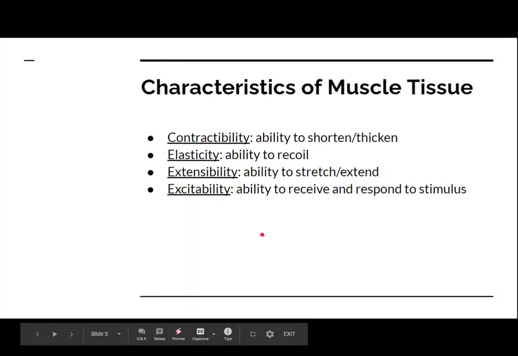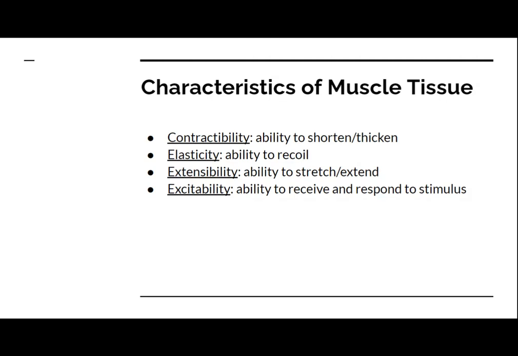So there are a few key characteristics of muscle tissue that we have not talked about in much detail. The first characteristic we're going to talk about is contractibility. That's just the ability to shorten or thicken, to contract. These are all easy words to break down. Ability, right? The ability to shorten and thicken.